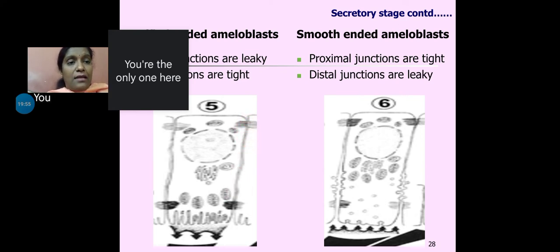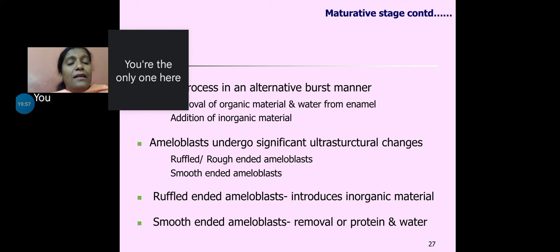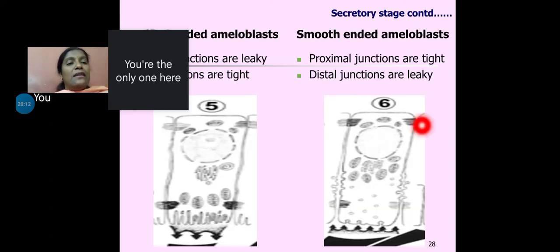Apart from that, ruffle-ended ameloblast is involved in the deposition of the inorganic component, that is the calcium and phosphorus, whereas the smooth-ended ameloblasts are involved in the removal of the organic matrix. Hence, the smooth-ended ameloblastic distal complex has to be leaky so that it can take back enamel matrix as much as possible.